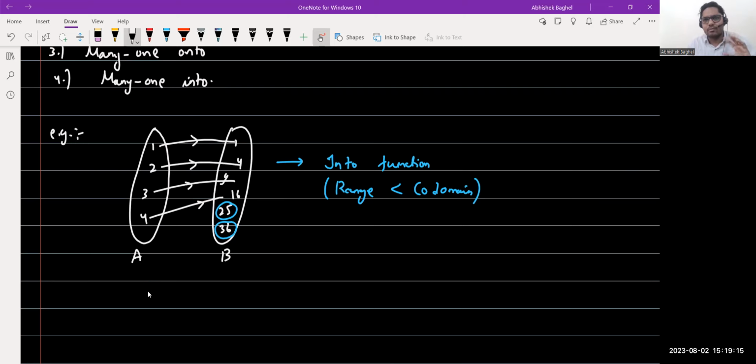So we have into and onto. They are basically opposite to each other. If all the elements of side B get related, we call it an onto function. If at least one element is left behind, unrelated inside B, we call it an into function. Clear? So let me write it here.